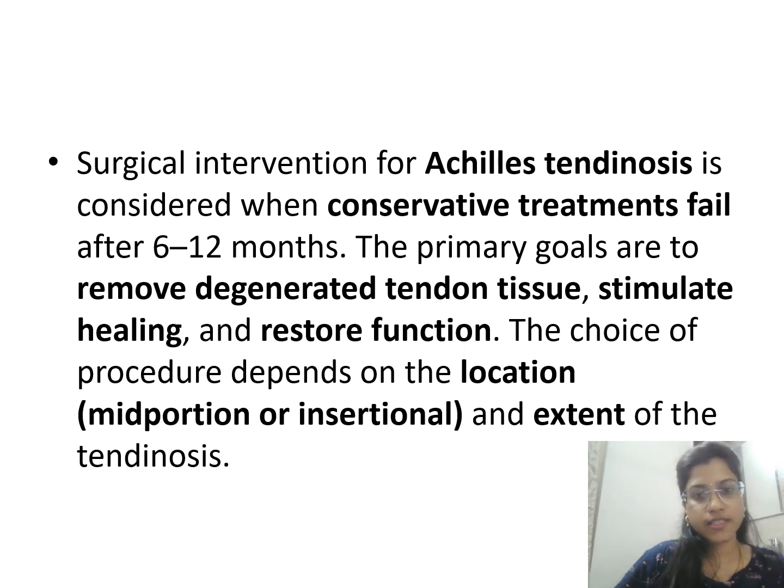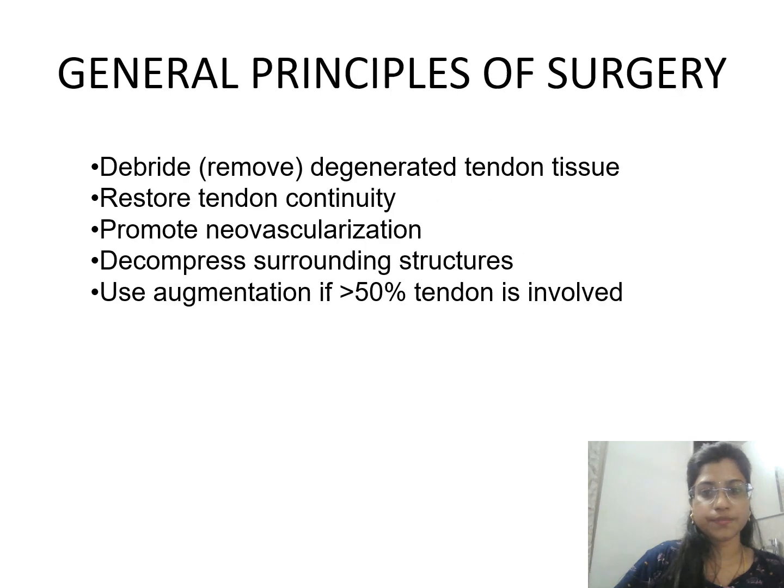Surgical intervention for Achilles tendinosis is considered only when conservative treatment fails after 6 to 12 months. The primary goals are to remove the degenerated tendon tissue, stimulate healing, and restore function. The choice of procedure depends upon the position of the tendinosis, at the mid-portion or at the level of insertion. The general principles of surgery are to debride or remove the degenerated tendon tissue, restore tendon continuity, promote neovascularization, decompress the surrounding tissues, and use augmentation if more than 50% of the tendon is involved.